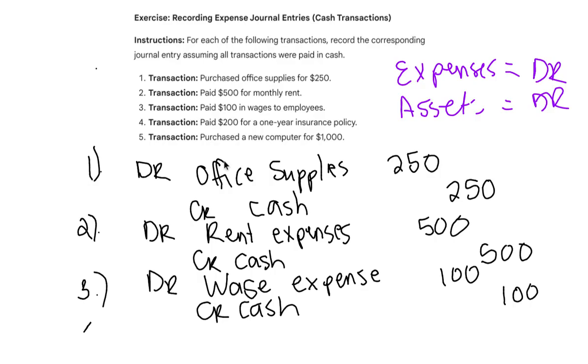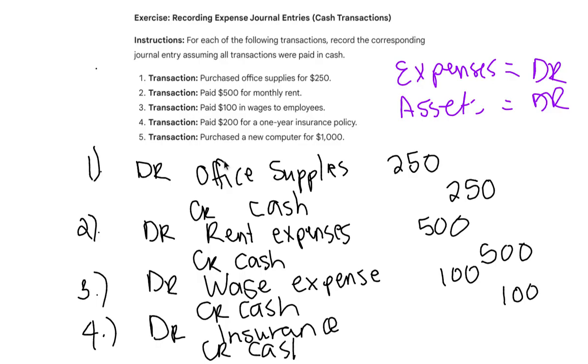And then number 4, paid $200 for a 1-year insurance policy. So we are paying this insurance in advance for 1 year. So we debit our insurance, and then we are going to credit our cash with $200. So this is just your standard format when it comes to your journal entries.